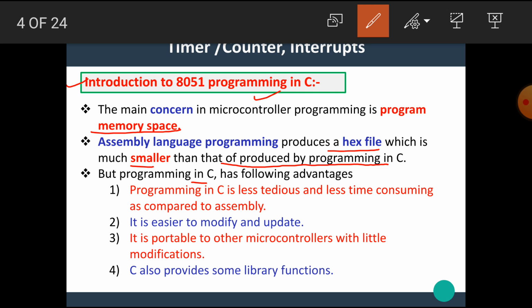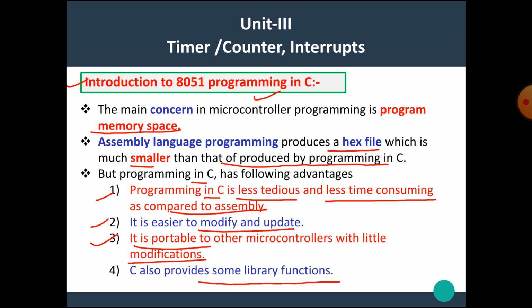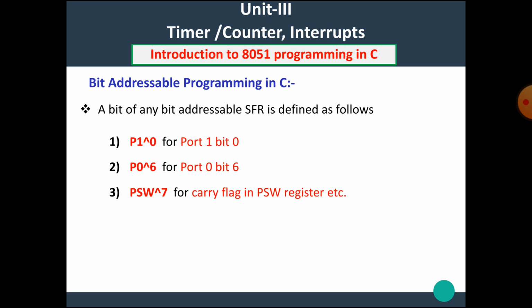Let's see the advantages. The first advantage is that programming in C is less tedious and less time consuming as compared to the assembly language. It is easier to modify and update. The programming in C is portable to other microcontrollers with little modifications, and C also provides some library functions. Due to these advantages, C language programming is preferred over assembly language programming. Let's see some basic concepts about C language programming.